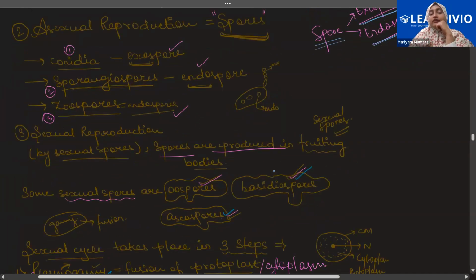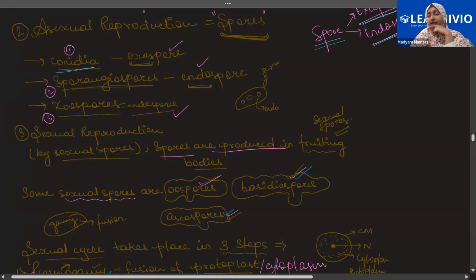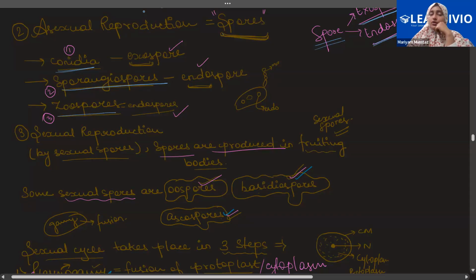Now talking about the types of asexual spores, the first example is conidia. Conidia is an exospore, meaning it is produced externally. Then the second is sporangiospores. These are produced internally, meaning they are endospores. And the third asexual spore is zoospores, which are also produced endogenously.